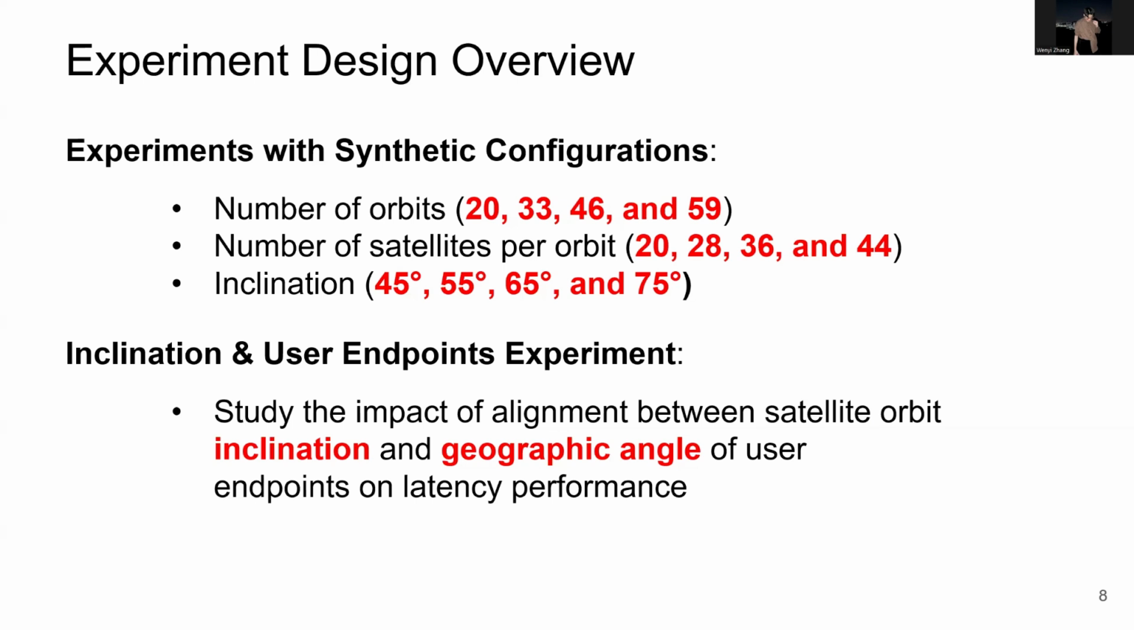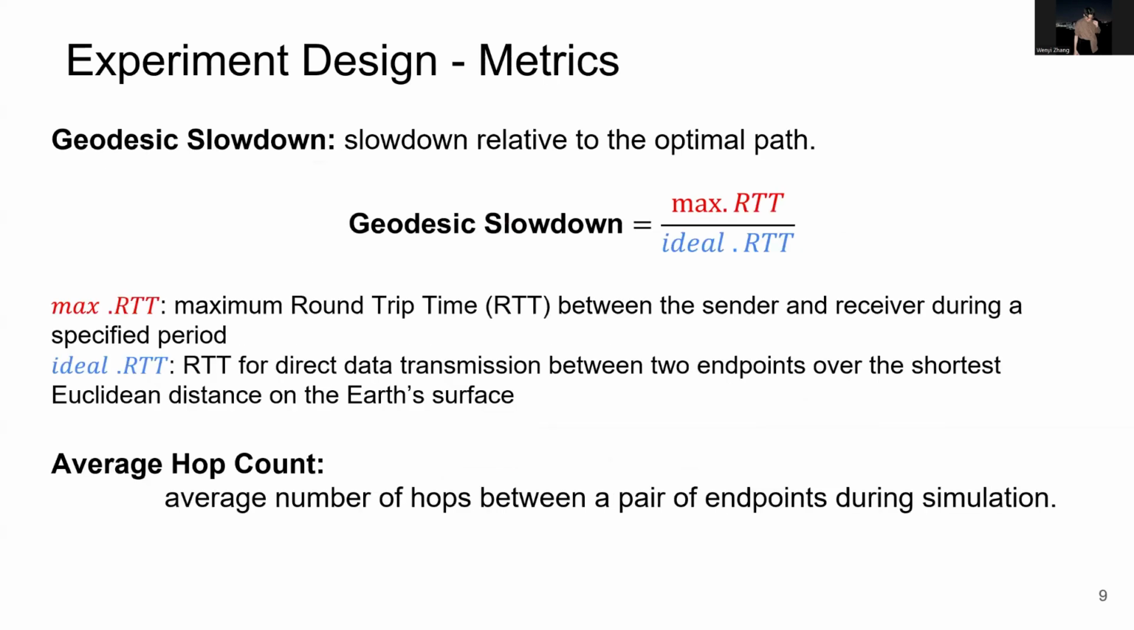The second experiment is a progressive experiment to understand the relationship between ground station positions and the inclination. I will introduce more about this later. We use two metrics to represent network latency performance.